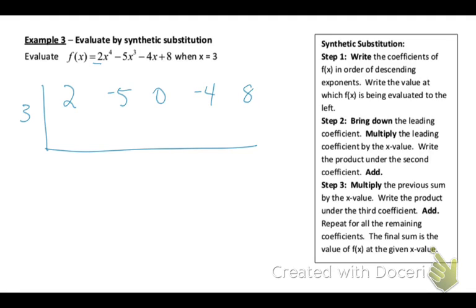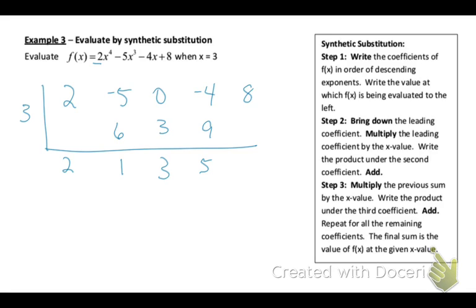So now step 2, you're going to bring down your leading coefficient, which will be 2. We're going to multiply that leading coefficient by the x value and write the product up under the second coefficient. Then you're going to add vertically, so negative 5 plus 6 is 1. Now we're going to go back and multiply 1 times 3 and put it under our next coefficient, and then add vertically. So 0 plus 3 is 3. Then we multiply again, 3 times 3 is 9, and then we add vertically, which is 5.